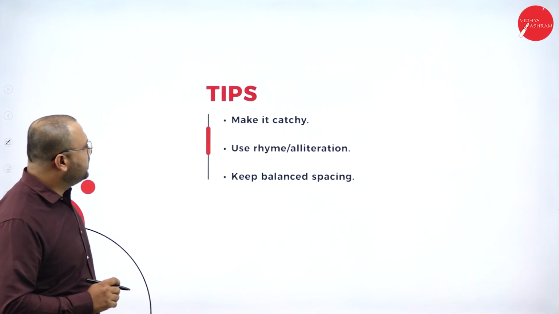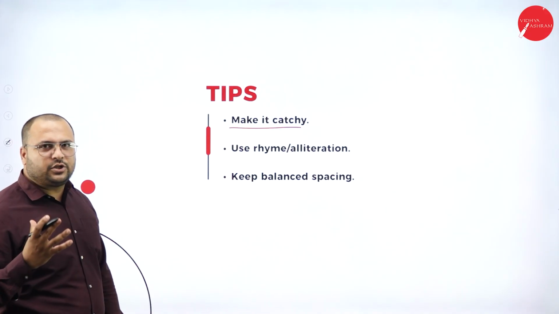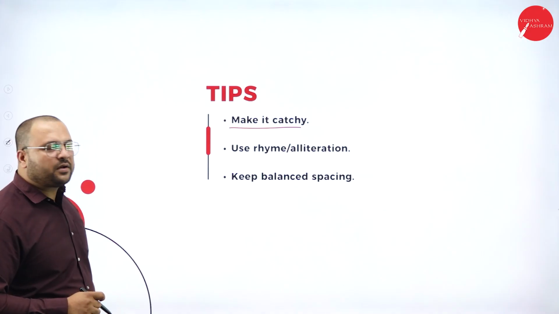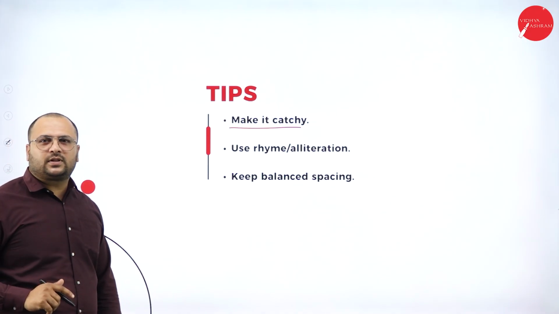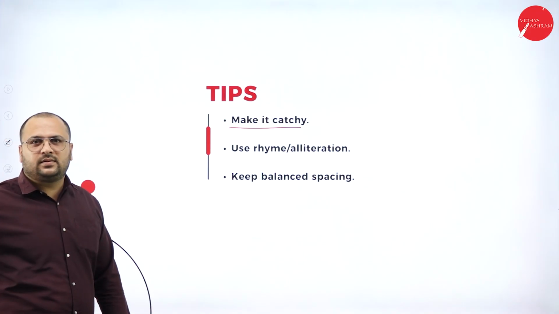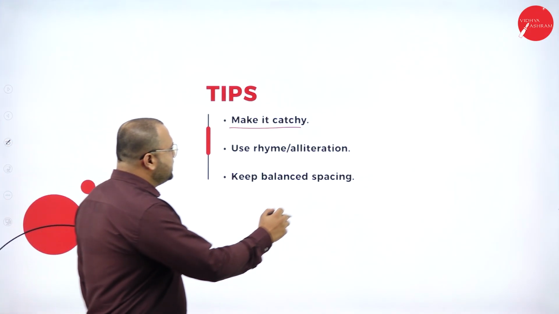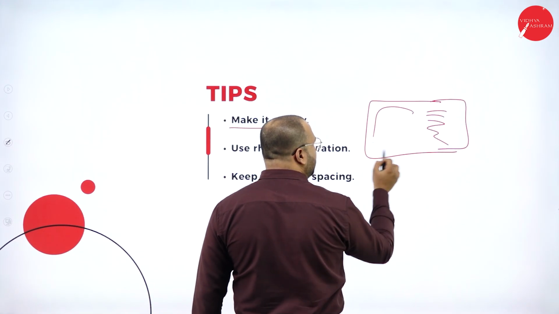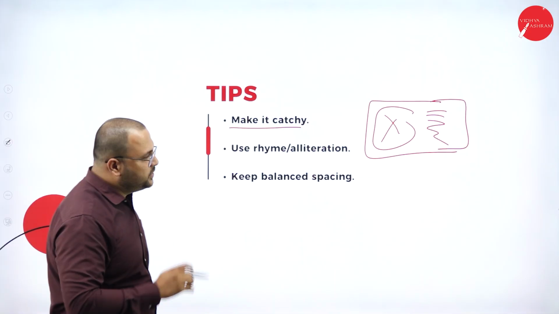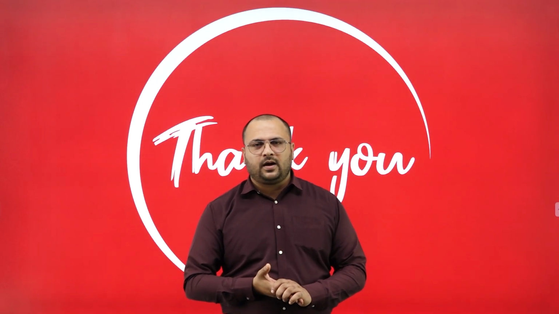So how do you make a proper poster? Make it catchy. Use a catchy quote to grab the attention of the readers. Use rhyme and alliteration. Once they read what is on the poster, that should keep popping in their minds repeatedly. Keep a balanced spacing. If this is the sheet of paper for the poster, you don't write everything here and leave this space empty. Don't do that. Use the given space in a balanced way. That is how you prepare a poster.